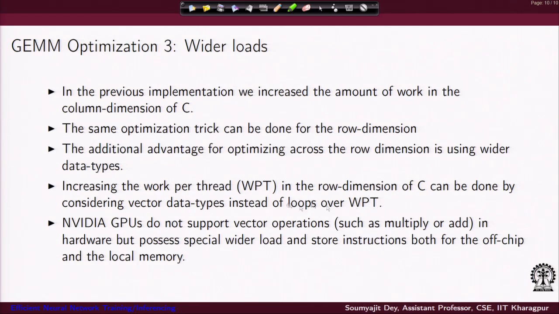This is actually done by using vector data types instead of loops over the work per thread variable that we discussed earlier, right. Now, in NVIDIA GPUs, we do not have support for vector operations like vector multiply or vector add as in CPUs, and of course, we do not need them because we have multiple scalar units which work using the idea of warps. But there is something called wide load and store instructions, both for the off chip as well as the shared local memory. So, what does that mean?